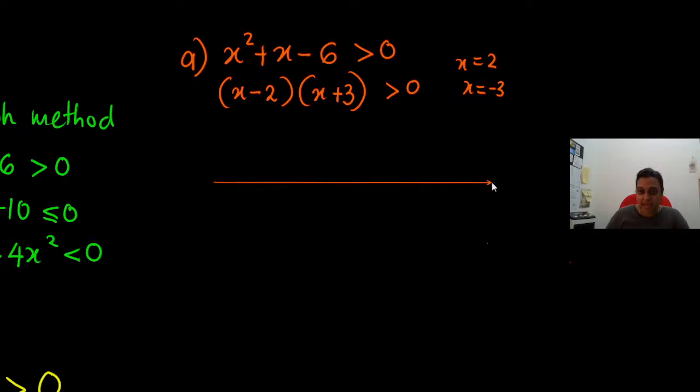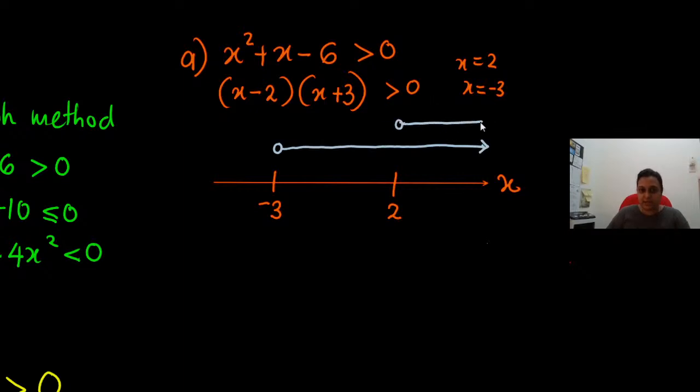Okay, so we draw the x. Then negative 3 we put on the left hand side. Positive 2 we put on the right hand side. This is bigger than, so just draw circle only. No need to color the circle. Bigger means go direction, go to the right. 2 also the same thing, go to the right.